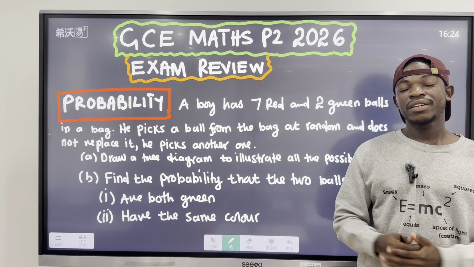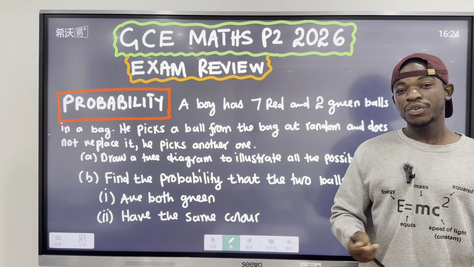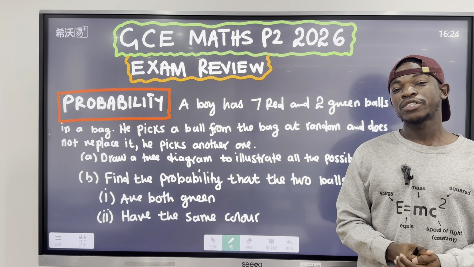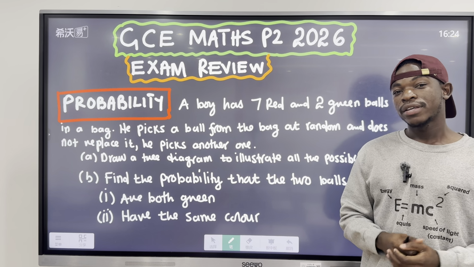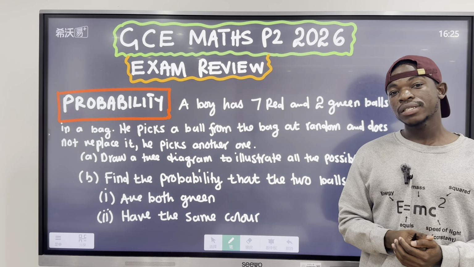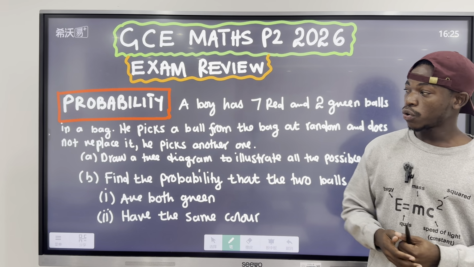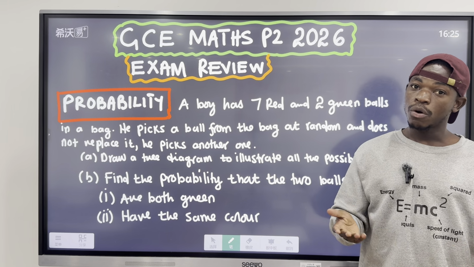So in this session, we want to continue with our exam review. We want to revise GC Mathematics Paper 2, Section A. I've already made a video where I solved quite a number of questions from Section A, Mathematics Paper 2. So I just want to continue and solve more questions.